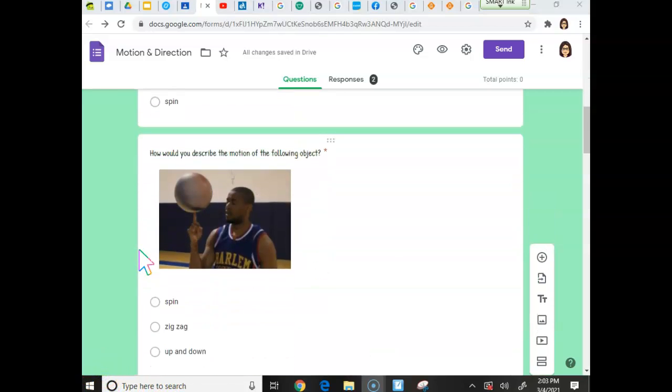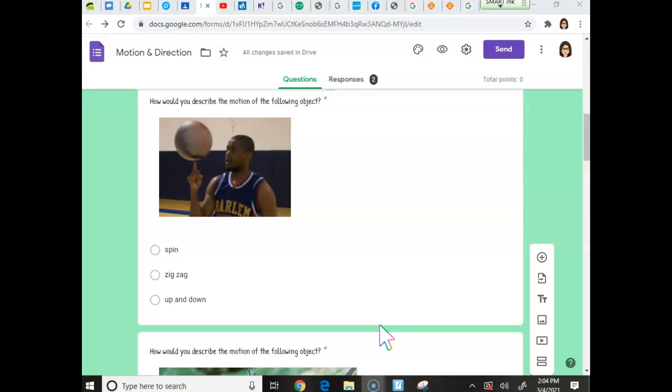All right, the next one, you'll look at the basketball player. He has a ball that is moving. They put it on their finger and it moves. You have spin, zigzag, up and down. How is that ball moving? The motion of it when force is applied.